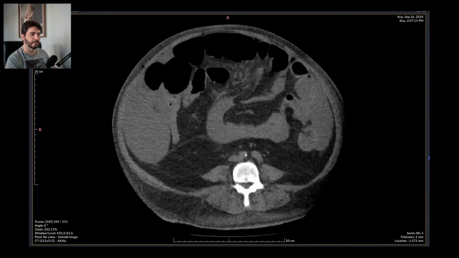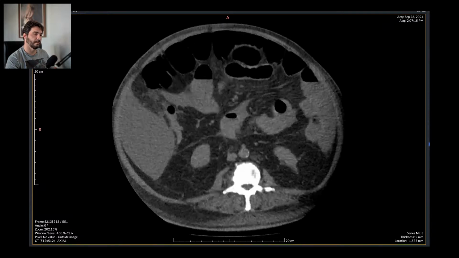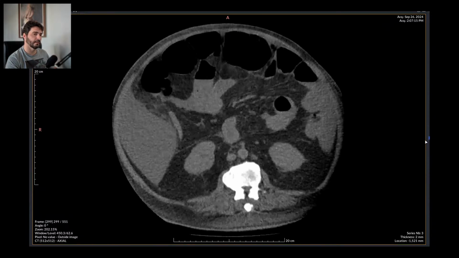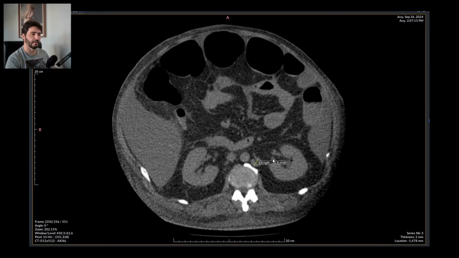There is no contrast enhancement. So this is a terrible scan, as always, from the emergency. This is crap. But we can make some sort of diagnosis, of course. So I'm just going to write that down.